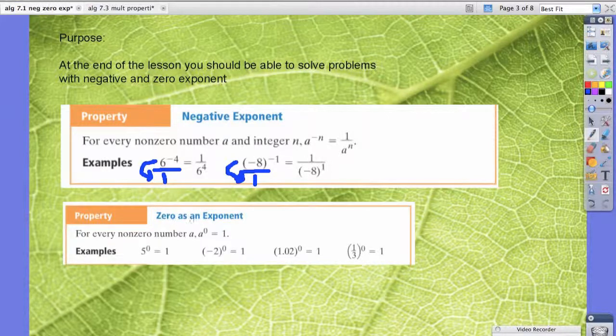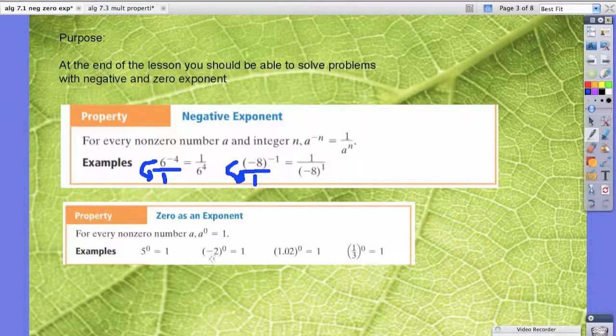For zero exponents, these are fairly easy. It basically says for every non-zero number a, a to the 0 equals 1. So in English, it's saying if we take any number or variable and we raise it to the 0 power, that's equal to 1. And we'll explain how that works in a little bit.